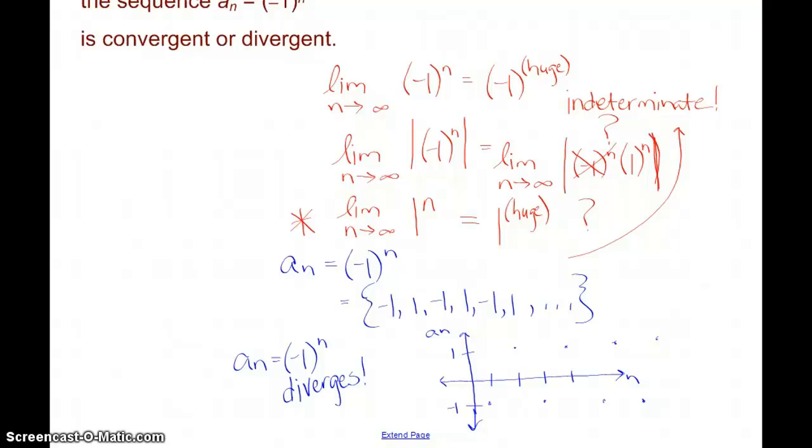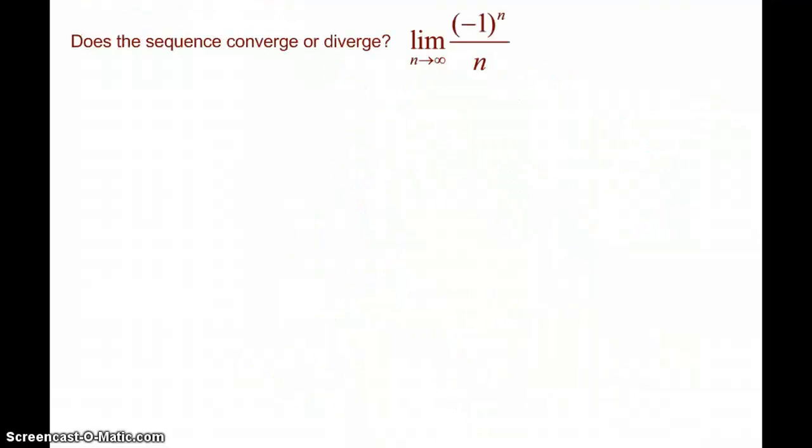And I could not use the limit to prove that. I had to actually generate some terms and prove to the AP reader and myself that we're not getting closer to any one single value. So there's one example of what sequence divergence might look like.